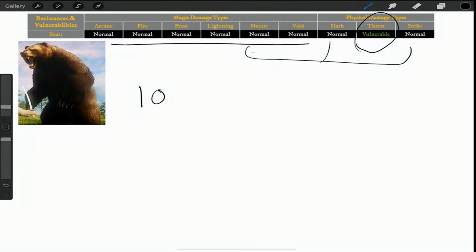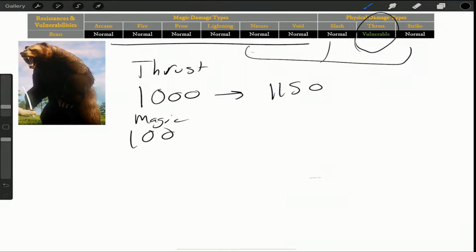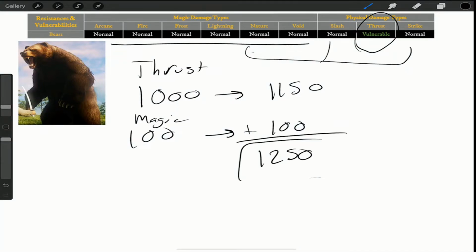So we're gonna be taking our 1,000 physical damage if we're using a thrust weapon. And we still have our 100 magic. And we're turning the 1,000 to 1,150. And we're turning our magic still into 100. We add it together and we're getting 1,250. This is best case scenario for beast. Now, there's no real worst case scenario other than taking our 1,100 and just keeping it at 1,100.